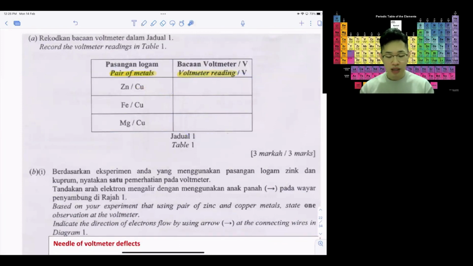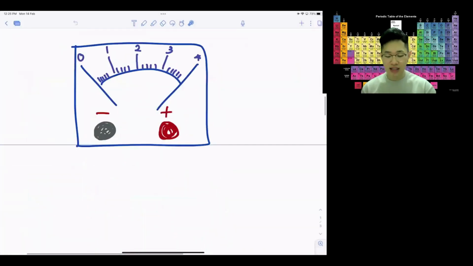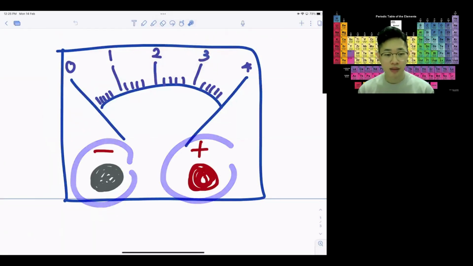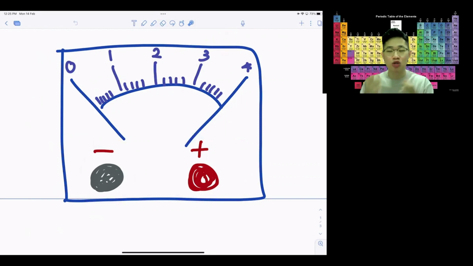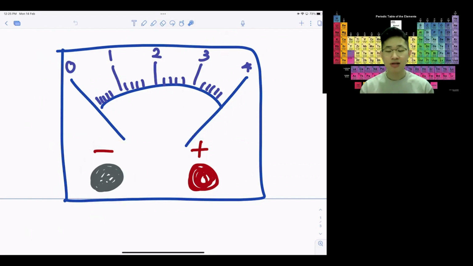If you don't know how to connect metals to the voltmeter, it is something like this. I simply draw one. There is a negative terminal and also a positive terminal. You have to connect the 2 metals and then put them into the solution until you get a positive reading. You shouldn't get a negative reading.